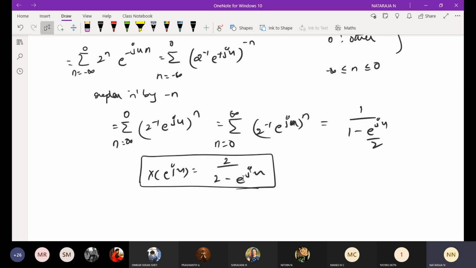Okay, try the next problem. Find the DTFT of the signal x of n is equal to u of n minus u of n minus 6.